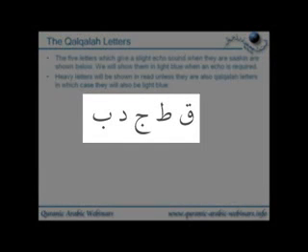These 5 letters then are the ones that are known as the qalqala letters or the echo letters, and you can just remember them as qa, ta, ja, da, ba. So an easy way to remember it is simply qa, ta, ja, da, ba. That's the qaf, the ta, jim, dal, ba, but it's easier to remember qa, ta, ja, da, ba.